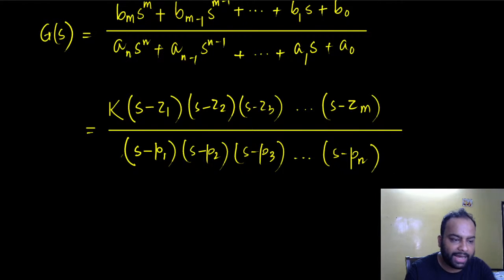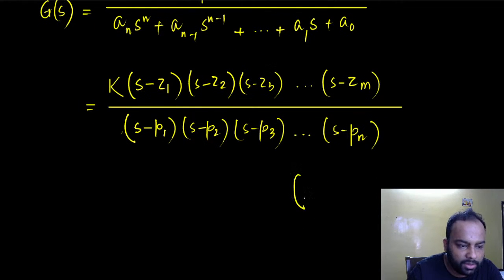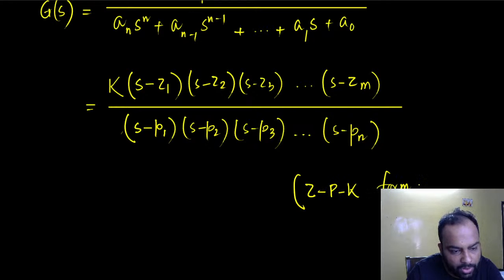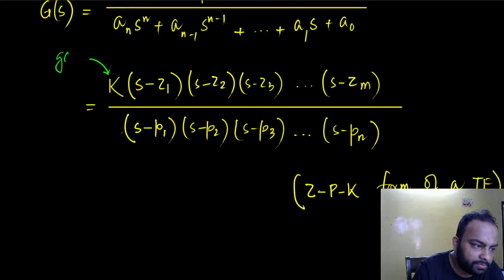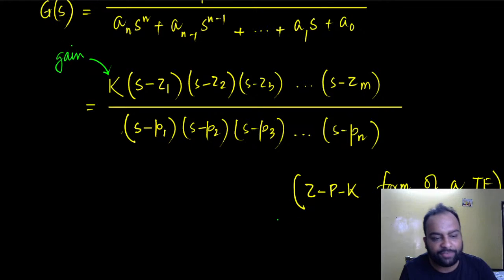So this is called the ZPK form of a transfer function. ZPK stands for zero pole gain. K is the gain here. So it's called the ZPK form of a transfer function, also known as the zero pole gain form of a transfer function. Okay. Now we have this.